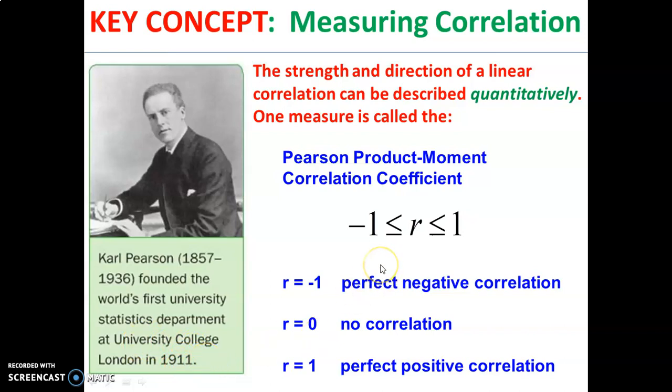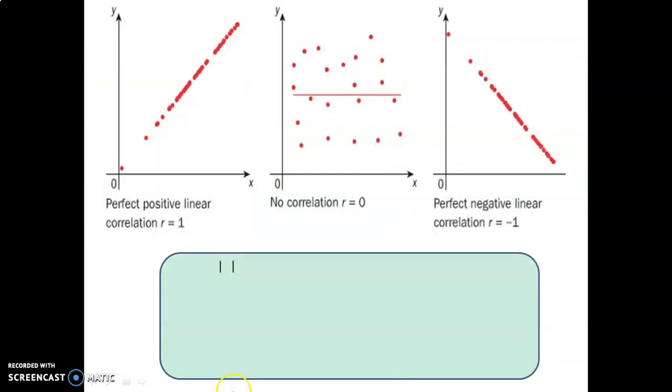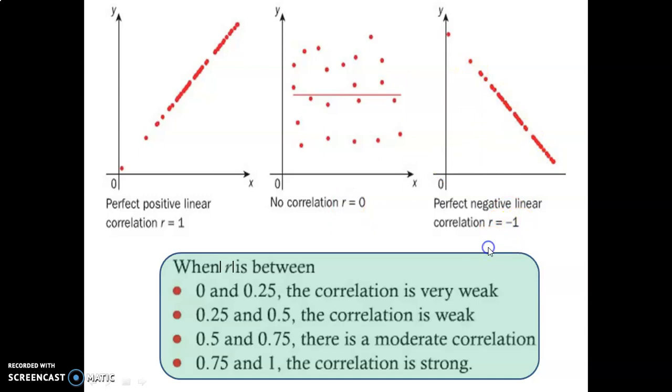R values, when they have a value of -1, show a perfect negative correlation. 0 is no correlation, and R equals 1 is a perfect positive correlation. For example, R equals 1 here, perfect positive. No correlation, R equals 0. Perfect negative, R equals -1.